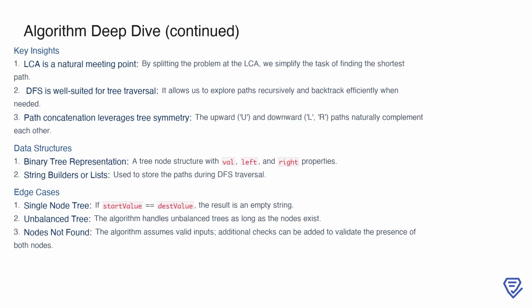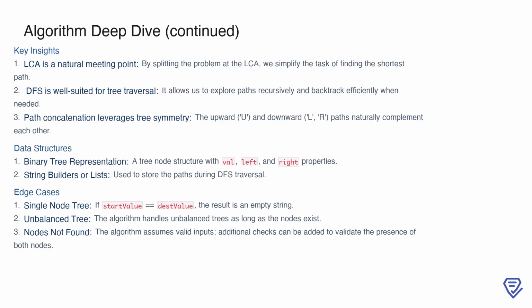Breaking the problem into these steps highlights several key insights. First, the LCA serves as an intuitive meeting point, simplifying the process of finding the shortest path. By splitting the task at this node, we reduce the complexity of the traversal. Additionally, using DFS for tree traversal is highly effective, as it allows us to explore paths recursively and backtrack only when necessary. This approach takes advantage of the tree's structure, where upward and downward paths complement each other symmetrically.